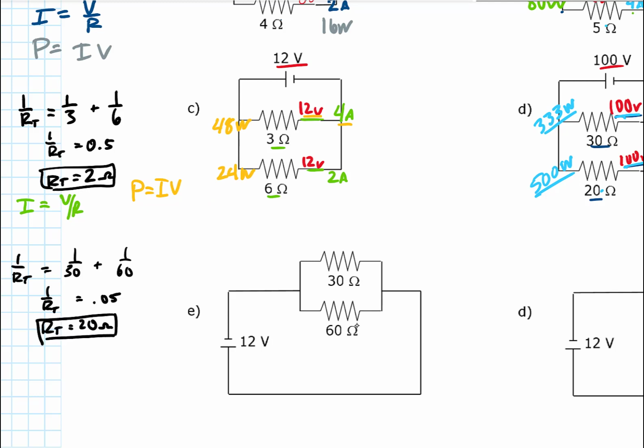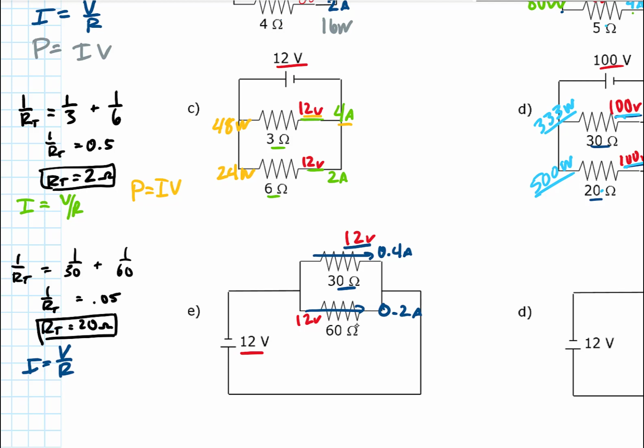That's my total resistance. Now, because it's parallel, that means this 12 volts is dropped across each one. So I got 12 volts here, and I got 12 volts here, because it's our rule. That makes it a little bit easier. So the current is going to be the voltage over the resistance. For this first resistor, it's 12 volts over 30 ohms, so we'll say 0.4 amps. And for this one, it's 12 volts divided by 60 ohms, 0.2 amps.